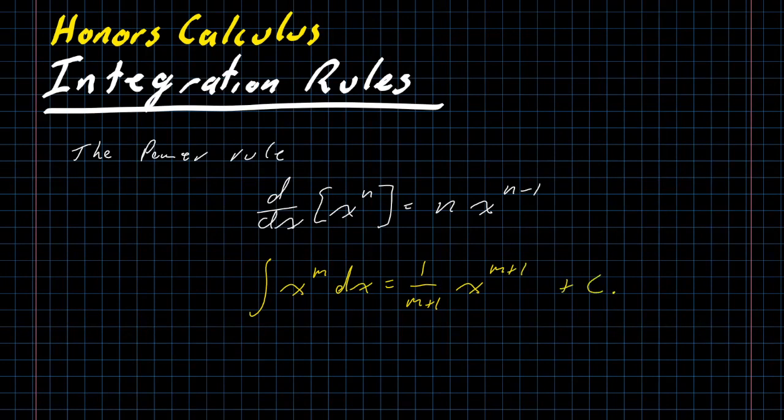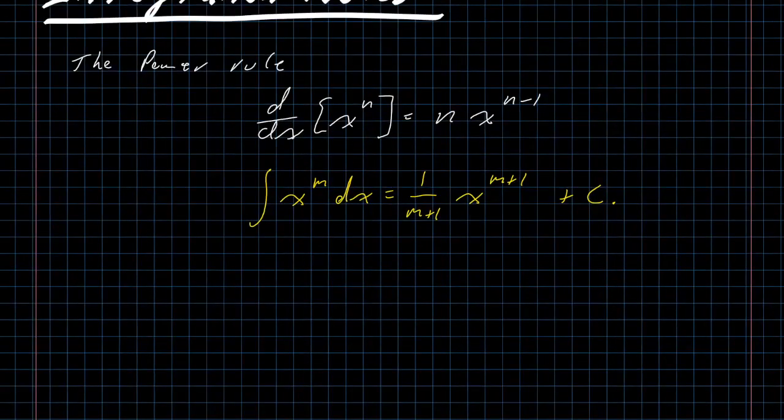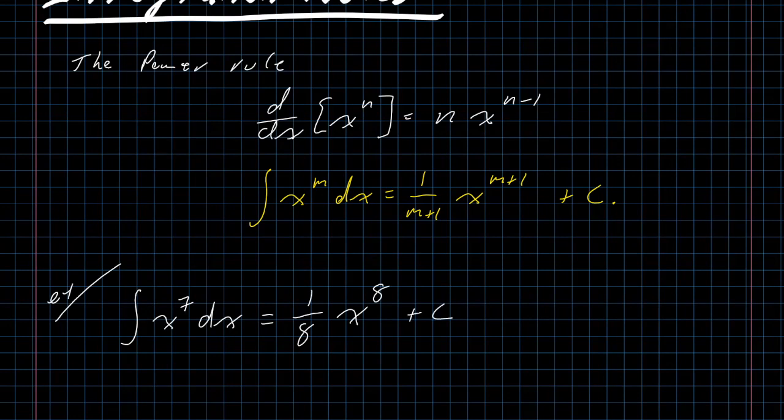The integral of x to the m power is 1 over m plus 1 times x to the m plus 1 plus our arbitrary constant of integration. And we can see that this works using a guess and check approach. If I want to, for example, evaluate the integral of x to the 7th, following our new power rule for integrals, it looks like this is going to be 1 over 7 plus 1, which is 1 over 8, times x to the 7 plus 1, which is 8, plus our constant of integration.